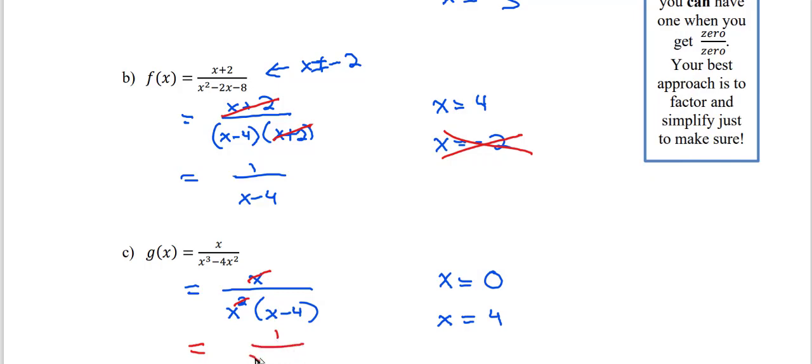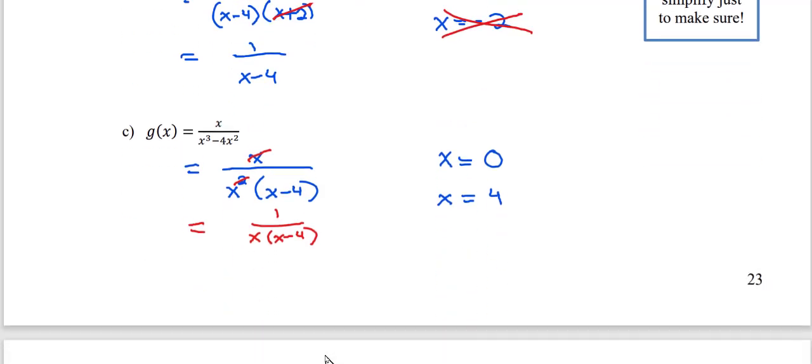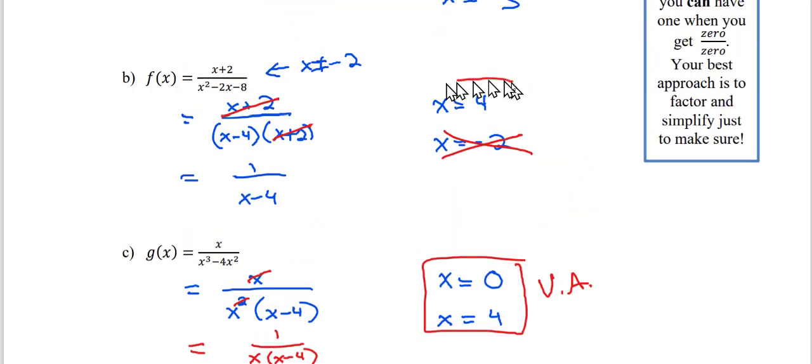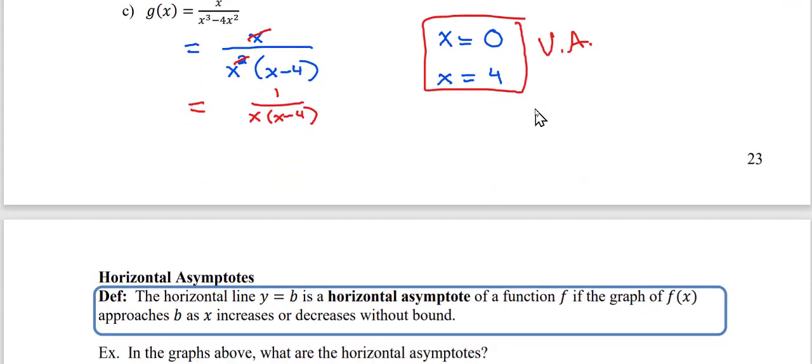That would leave me 1 over, I still have 1 x down here. And so both of these are still vertical asymptotes because I cannot get rid of that second x in the denominator. It is still causing a problem in my denominator after I simplify as much as I can. So both of these are vertical asymptotes. Up here, this one is not a vertical asymptote, only this one is a vertical asymptote. Okay, that's how we look at our vertical asymptotes.